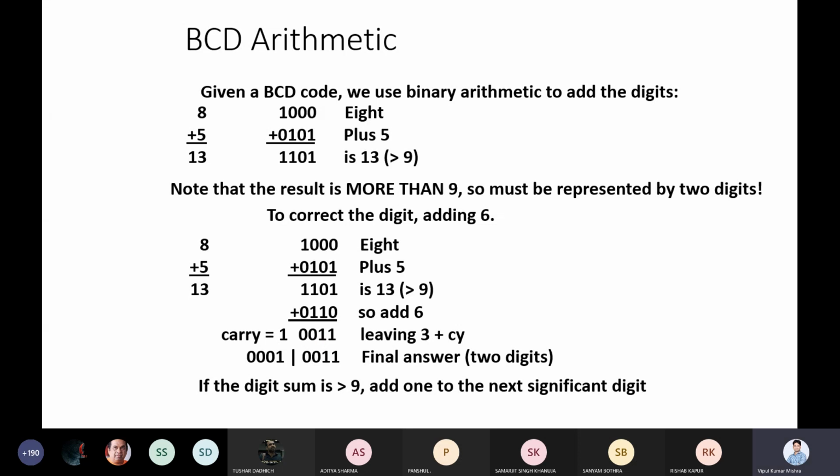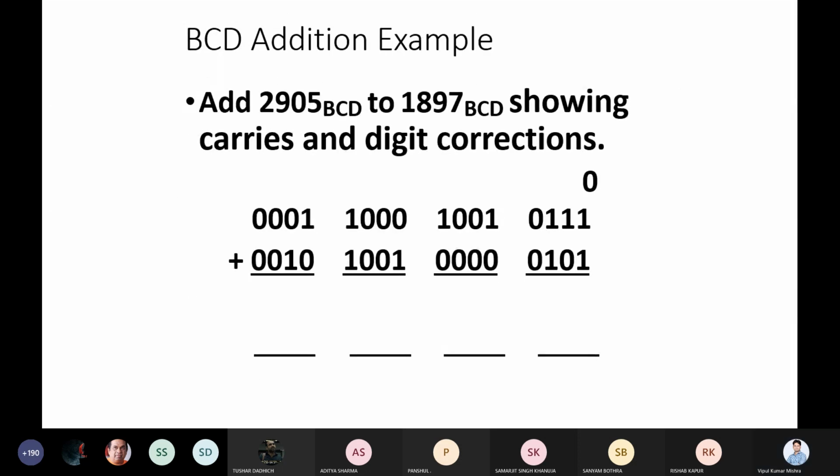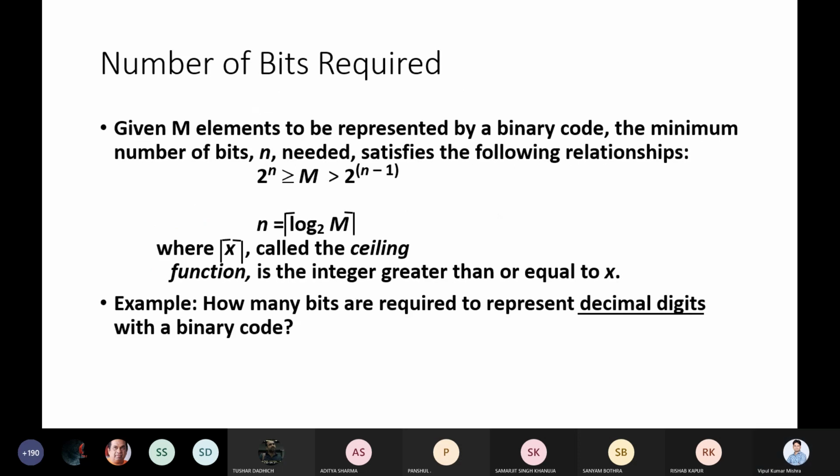Right. Now, based on this example, let's try to do this. Please do it at your end. It's 2905 that you will represent here. You can say 2905. And here you have 1897. You are adding it. So what will be the correct value? Okay, so let me give this as a home exercise. Try it at your end, then we'll discuss in the next class, right? Instead of just doing it here. Okay, this is one important concept.